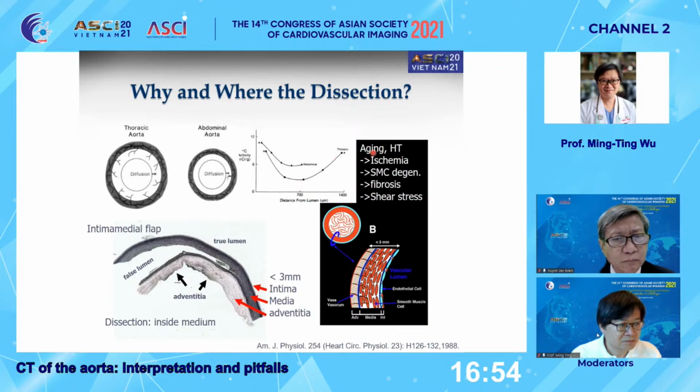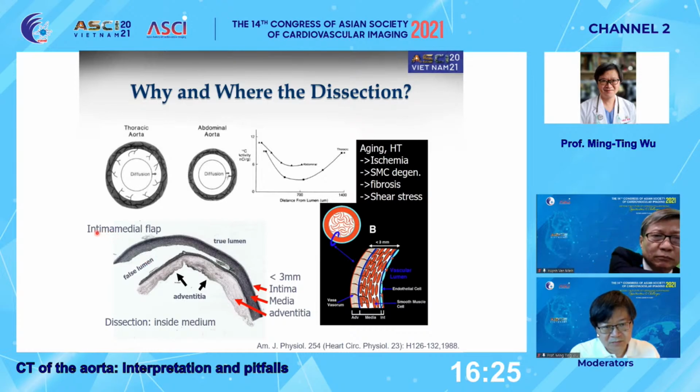In the case of aging or hypertension, it is most likely to become ischemic and cause smooth muscle cell degeneration, then fibrosis, stiffness, and increase of shear stress. Therefore, it will become dissected. The dissection actually occurs in the media. Therefore, we should call it intima-media flap, not intima flap.